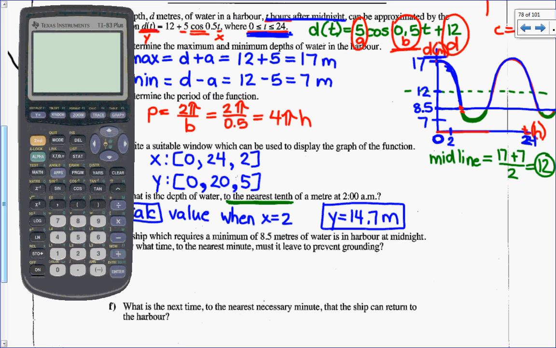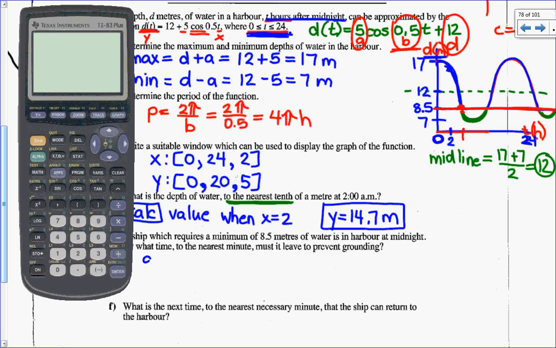So we need to know this point right here. Now, how am I going to get it? I don't know my x, that's what I'm trying to get. I know my y has to be 8.5 meters. I need a horizontal line drawn right across my graph right there. That's a linear equation right across at a value of 8.5. How do I get that?